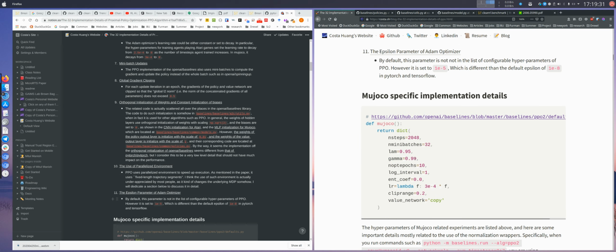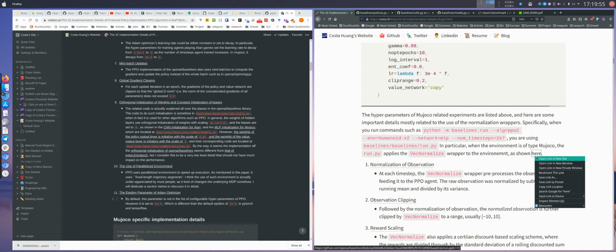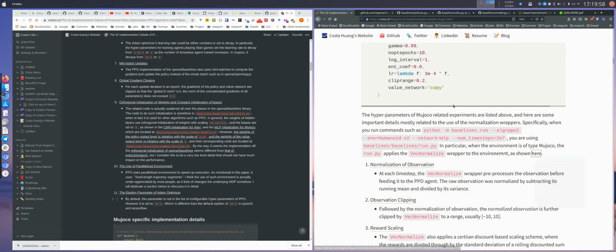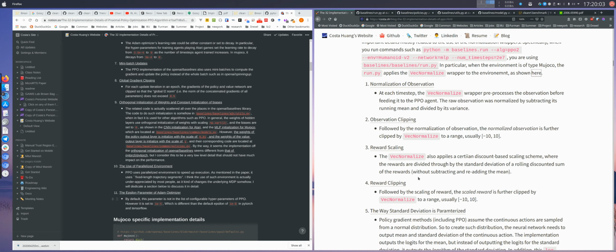So these are MuJoCo related hyperparameters. And something that people often don't realize is when you call something like baselines.run, you say a MuJoCo environment and set a number of time steps, it actually invokes this VecNormalize wrapper on the environment that changes how the environment functions. So the source code is over here, as always. The permalink to the OpenAI's implementation of this detail is always linked.